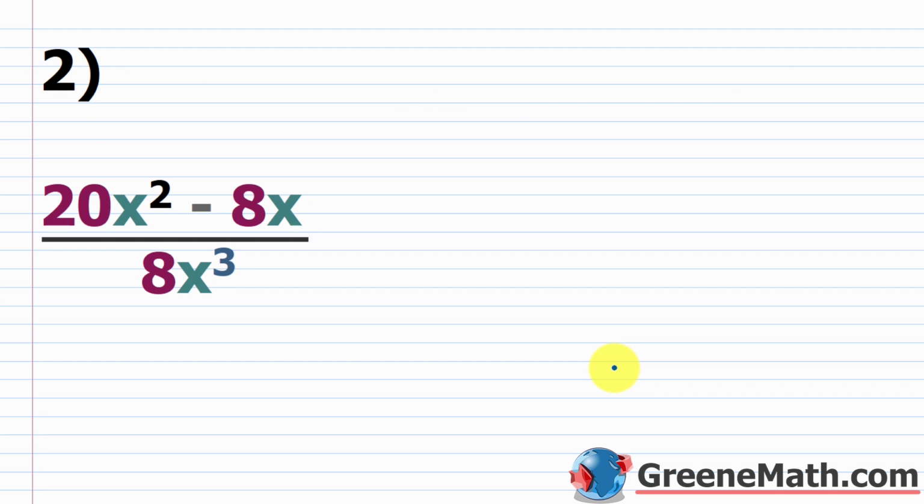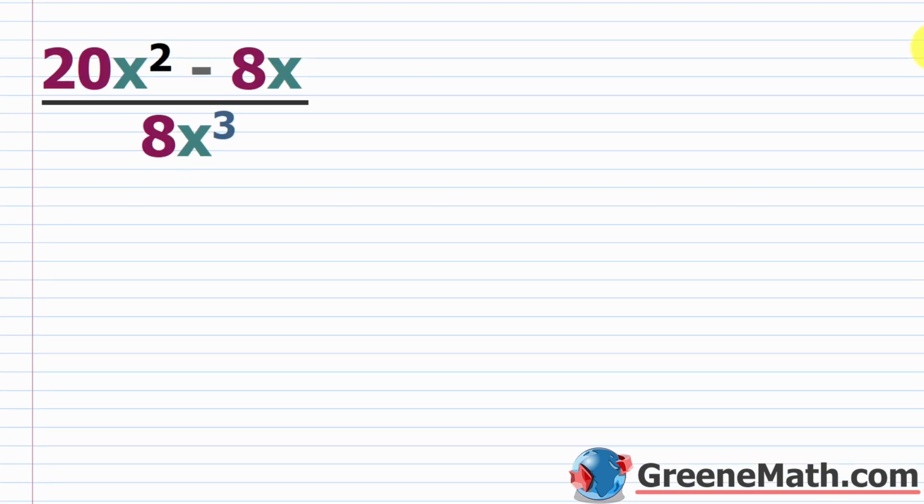All right, let's look at problem 2. So now what we're looking at is 20x squared minus 8x over 8x cubed. In this particular case, we do have values that would be excluded from the domain. If you have a variable in the denominator, like here you have this x that's being cubed, what you need to do is take whatever's in the denominator, in this case 8x cubed, set it equal to 0, and solve the resulting equation.